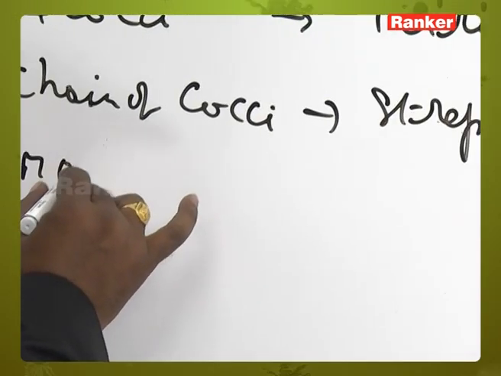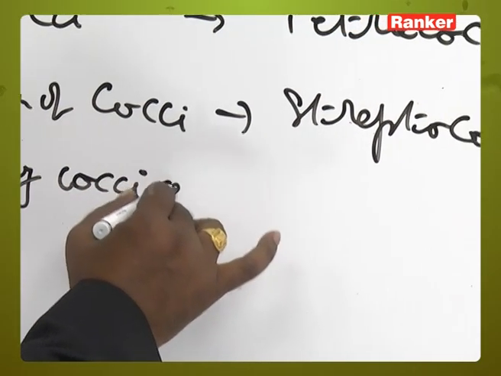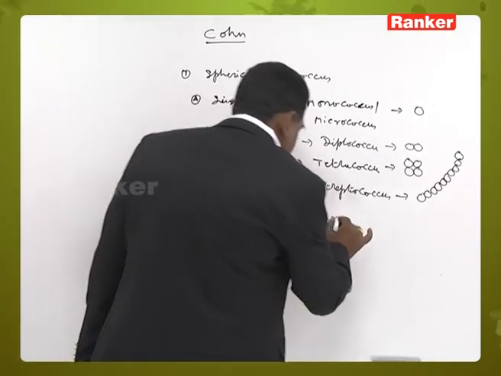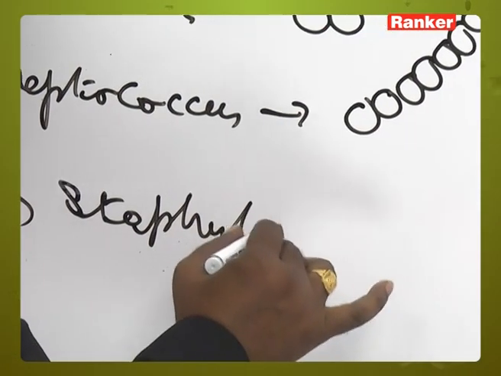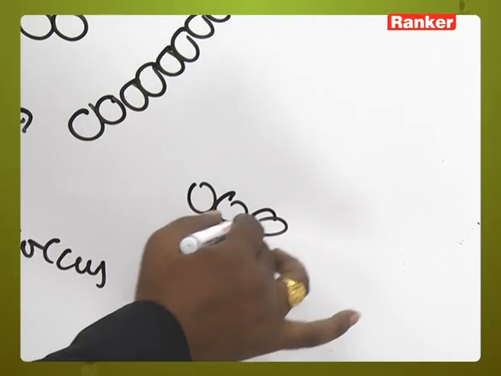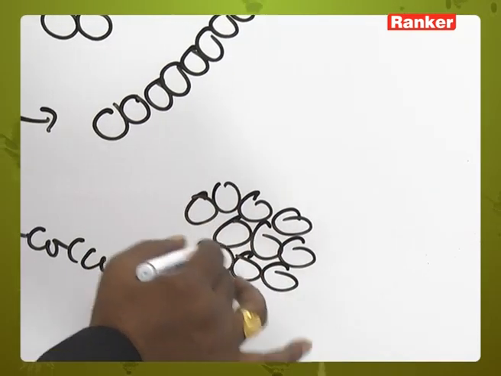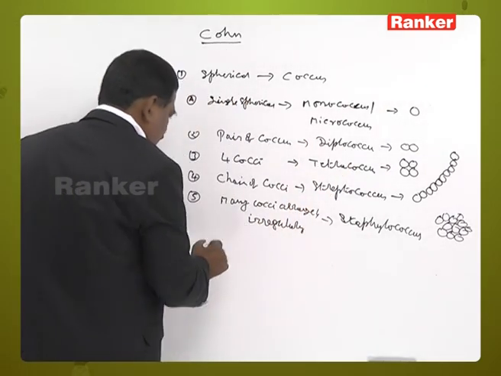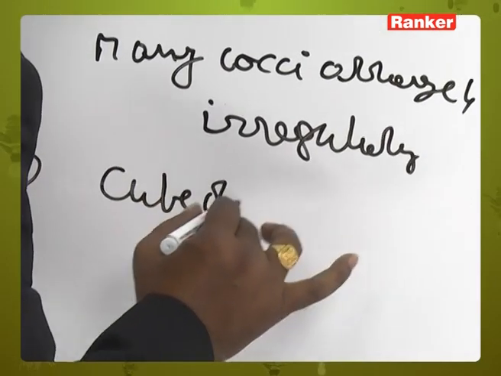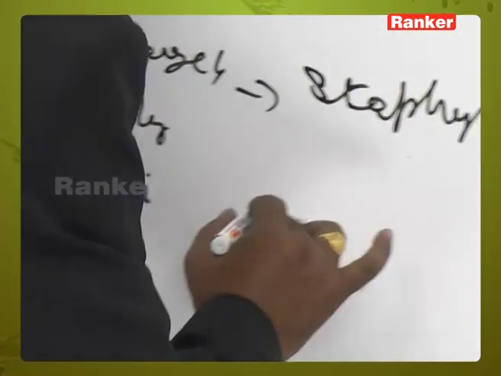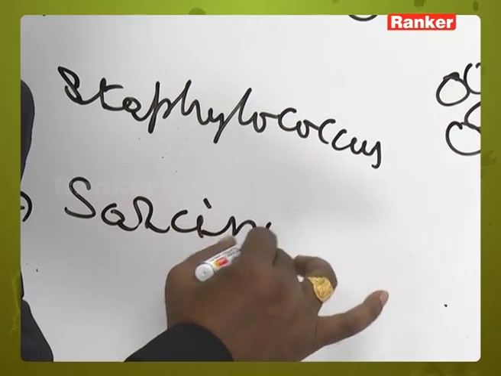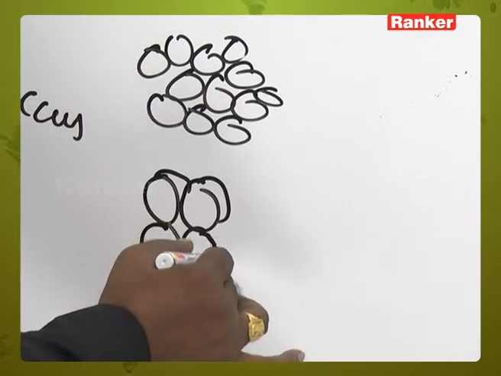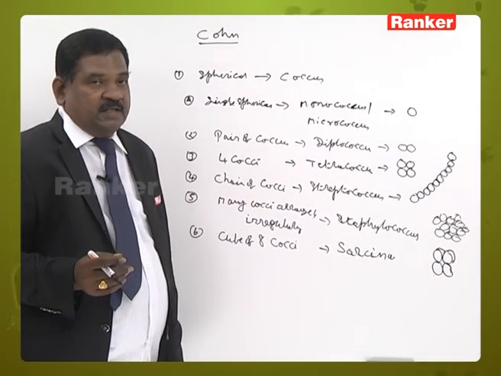Staphylococcus: many coccus bacteria arranged irregularly. Staphylococcus: many spherical shaped bacteria arranged irregularly. And a cube of 8 cocci, Sarcina. Cube of 8 cocci, Sarcina.